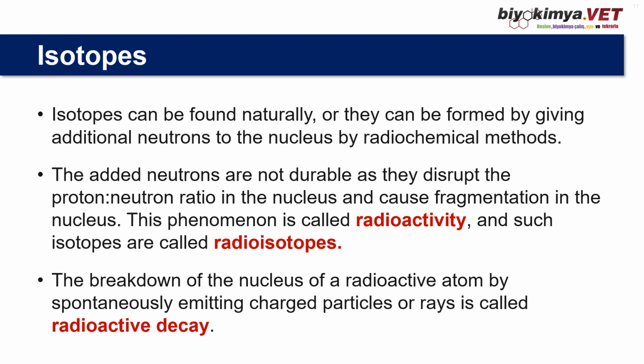The breakdown of the nucleus of a radioactive atom by spontaneously emitting charged particles or rays is called radioactive decay. In other words, radioactive decay is the emission of energy in the form of ionizing radiation, and this decay is related to the neutron-proton ratio in the nucleus. Each element has a specific neutron-proton ratio. Ionizing radiation can affect the atoms in living things, so it poses a health risk by damaging tissues and genetic materials.